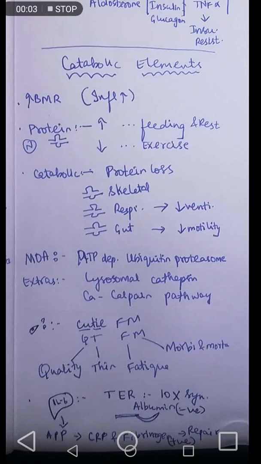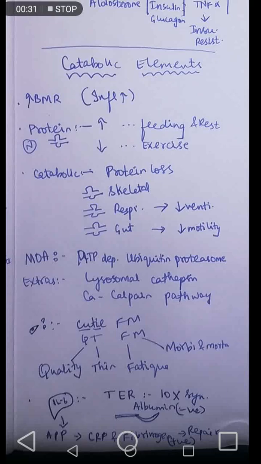Catabolic elements will increase the basal metabolic rate. So whatever causes breakdown will cause inflammation, which causes increased BMR. There are two types of proteins: skeletal muscle protein and liver protein. In skeletal muscle protein, in the normal state when there is no injury, protein is going to become high during the feeding state and resting state, and it's going to be reduced in exercise. After exercise, when you're resting, then only protein will form.